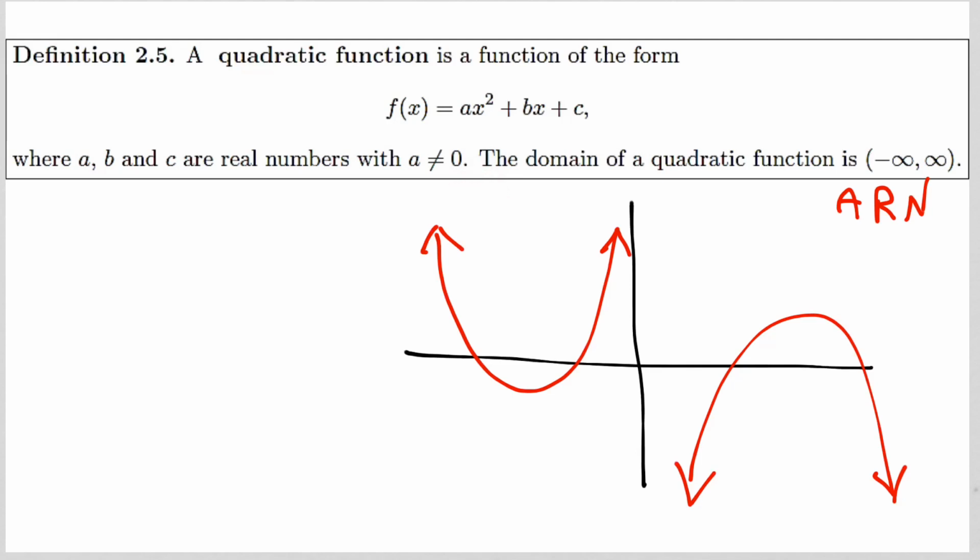All right? So the domain of a quadratic function is all real numbers, written as negative infinity to positive infinity in interval notation. So if your coefficient a is positive, you'll have an upward-facing parabola. If your coefficient is negative, you'll have a downward-facing parabola.